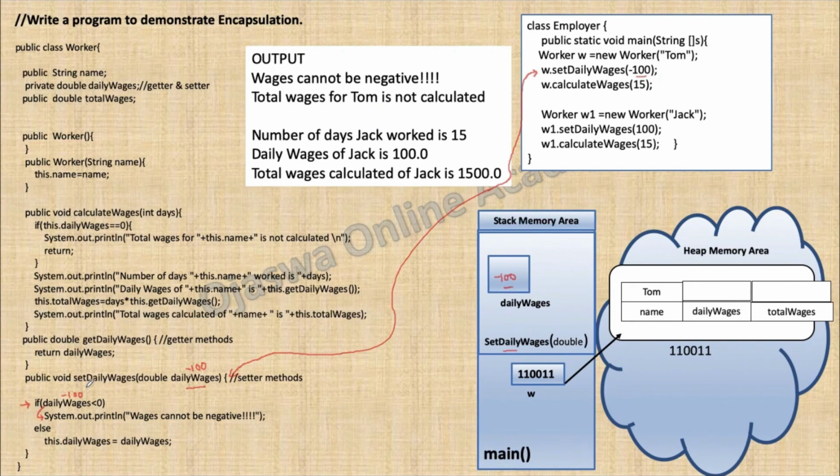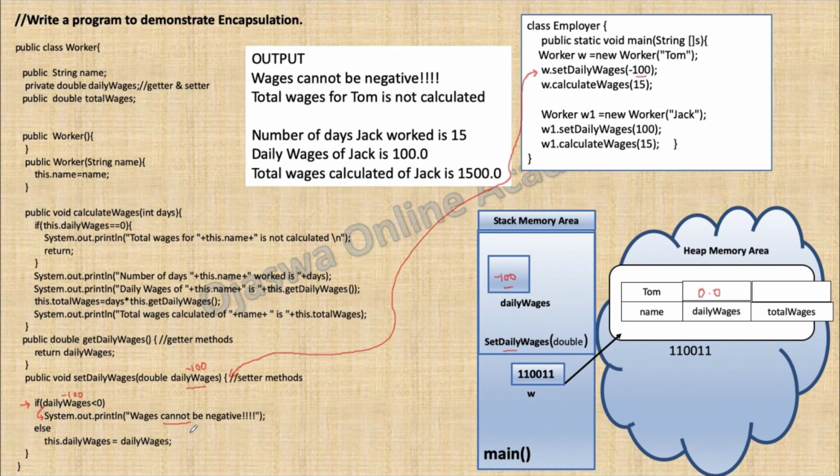But here, because the if condition happens to be true, the value for the instance variable daily wages is not set at all. So if we don't set any value to the instance variable, the default value is always 0. So this will remain 0 only. No value is set, because we are not allowing it to set a negative value, we are just printing out wages cannot be negative. Hence the value for the instance variable daily wages is not set.